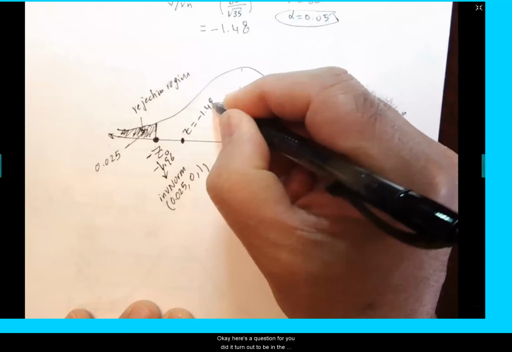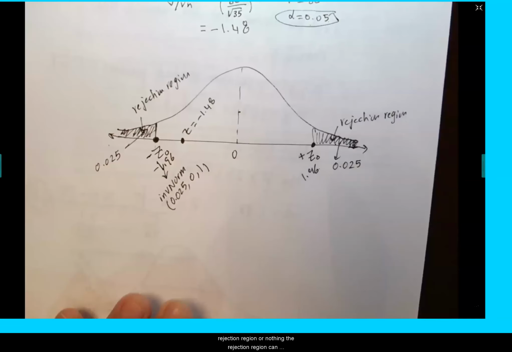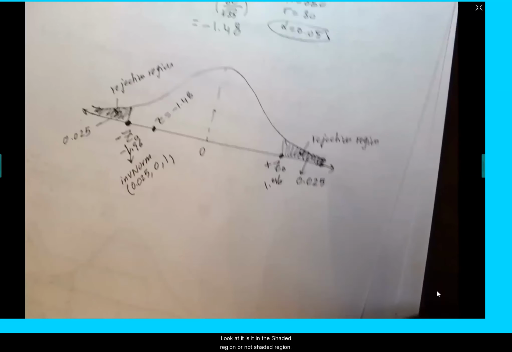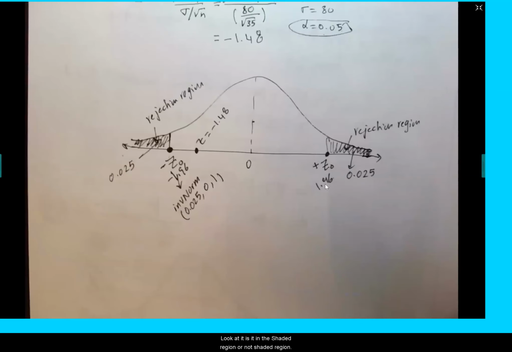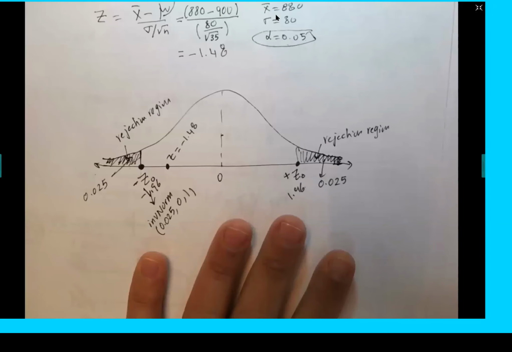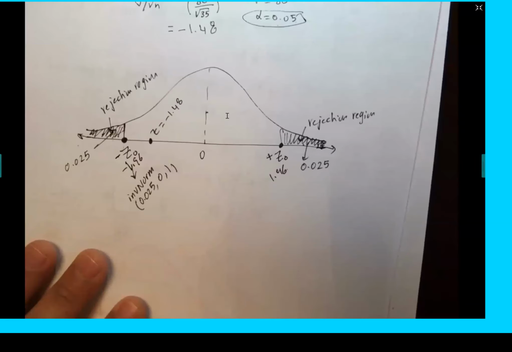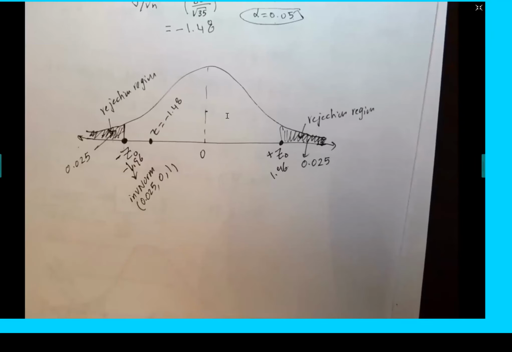Okay, here's a question for you. Did it turn out to be in the rejection region or not in the rejection region? Can someone answer this one? Look at it. Is it in the shaded region or not in the shaded region? Not in the rejection region, I agree. So this is what you do, guys. Fail to reject H0.